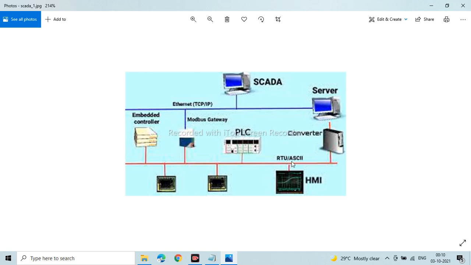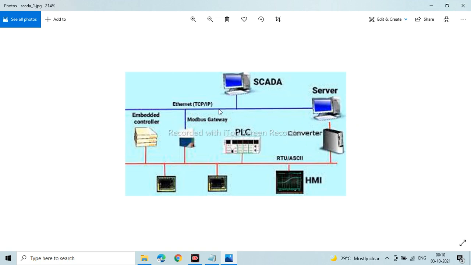Here is the RTU unit. RTU is nothing but remote terminal unit. It is different from a PLC and costlier than a PLC, but RTUs are used for satellite communication and remote locations. So here the HMI is connected to the PLC and RTU. Here's the converter. I don't know why they use a converter, but here it is.